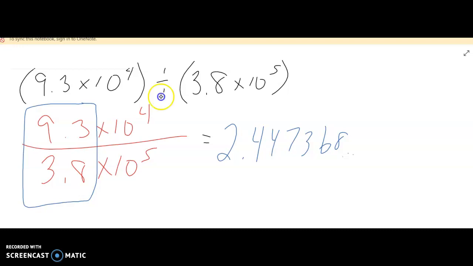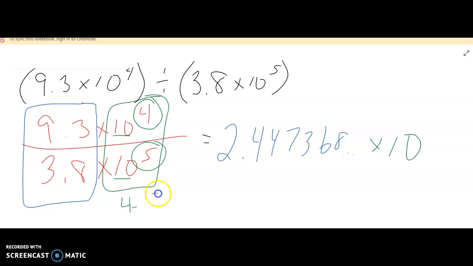And then when I work on my times 10 to the, remember when we are dividing with the same base, right? So same base of 10, we subtract the exponent. So 4 minus 5. 4 minus 5 is negative 1.